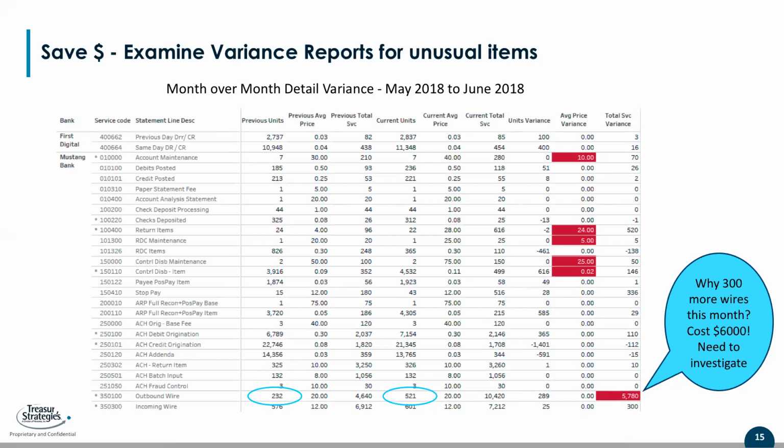If there's no simple answer like that, then you're probably going to be saying to yourself, where did this come from? Why were there 300 more wires? I racked up another $6,000 in wire charges this month, and I'm not really sure why. I need to investigate that, and there may be some value at the bottom of that investigation.